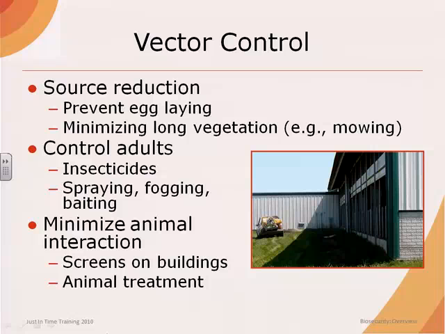Controlling adult insects often involves the use of insecticides. Fogging and baiting may also work to a limited extent. Most effort should be focused on reducing the vector source, such as egg-laying sites, and limiting the exposure of animals on the premises through the use of screens on barns, animal treatment with approved chemicals, or minimizing tall vegetation or standing pools of water.